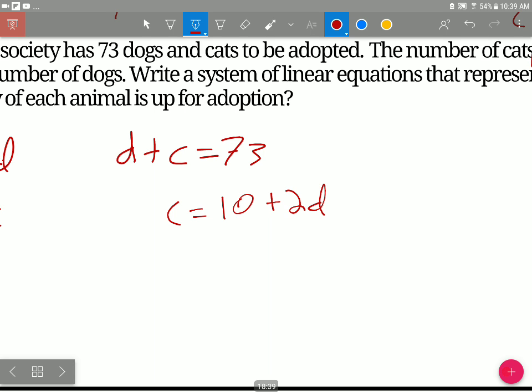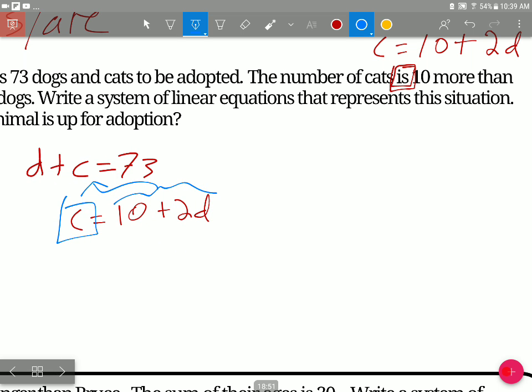All right, let's solve. Do we need to start off by solving for a variable, or have they already done that? They already did it. We got this right here. So plug this one into that. What would you write? D plus 10 plus 2D equals 73. All right, so how many D's do you have on the left? 3. How would I get rid of that 10? Subtract it. So what's 73 minus 10?